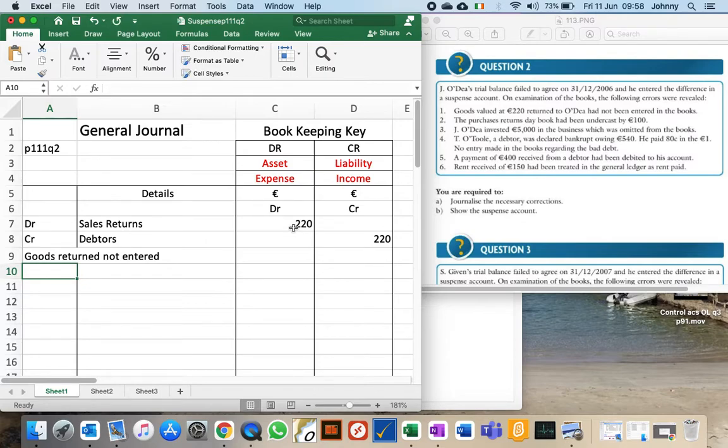Question 2. Purchases returns book has been undercast by €100. So I need to change my purchase returns account. The purchase returns book is a place where I record all of the goods that I bought that I had to send back. When I added up all of the goods that I sent back, I under-totaled it. So when I say undercast, it was under-totaled. I put 100 too little in it. So I need to change my purchase returns.